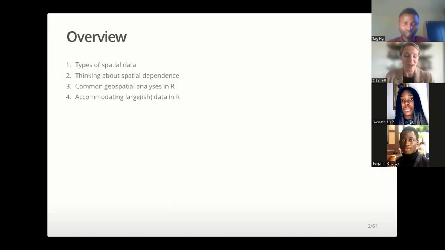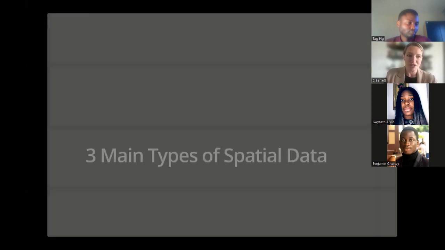Okay, so just a little outline of what I'm going to talk about today. First, I'm going to talk about the different types of spatial data. Then we'll talk about spatial dependence and some different things to consider when thinking about it. Then I'll talk about some common geospatial analyses in R, and then we'll talk briefly about accommodating large data in R. I'll give an overview of some packages that are available to accommodate large geospatial data.